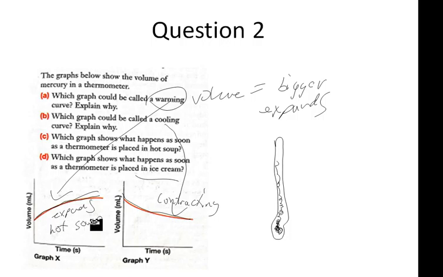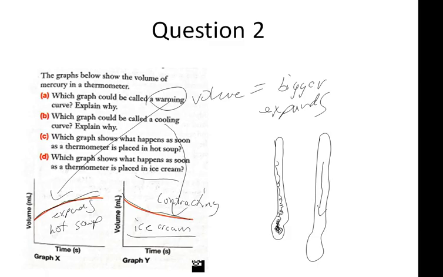Which graph shows ice cream? This is the ice cream graph. And the reason this is ice cream is in a thermometer, again the bulb is down below. What happens to the alcohol inside? It goes down. The volume of the alcohol goes down or contracts when it's in cold things, and that's what this graph is showing you.